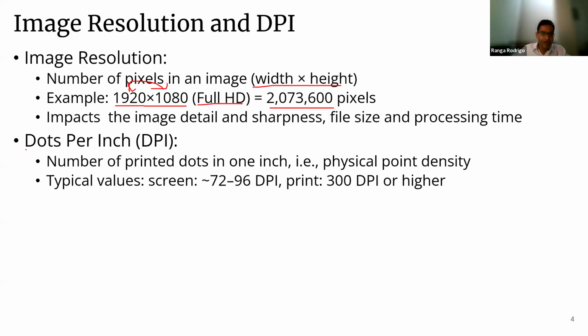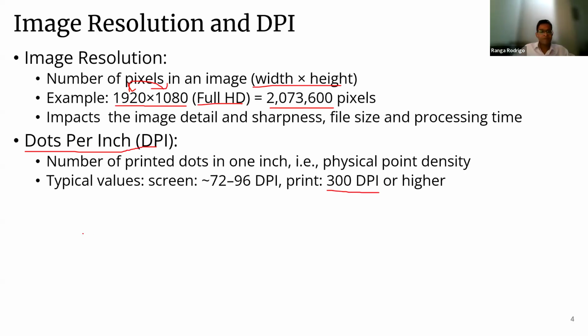Then what is the thing called dots per inch? Does anyone know what dots per inch, DPI, means? If someone is familiar with the printing industry, he or she will know. Dots per inch means you take the image and when you print it, how many dots do you print per inch? To get a good print quality, you need 300 dpi.